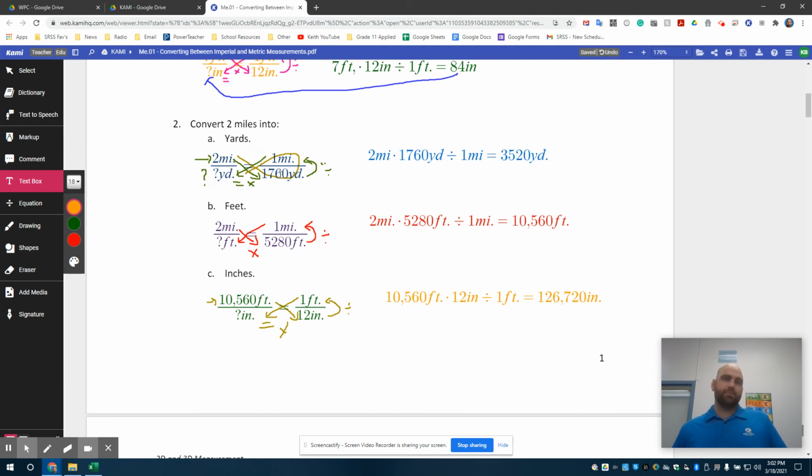Converting: set up your ratio, cross multiply and divide. Make sure you understand your conversion unit, and then you can solve for the answer.